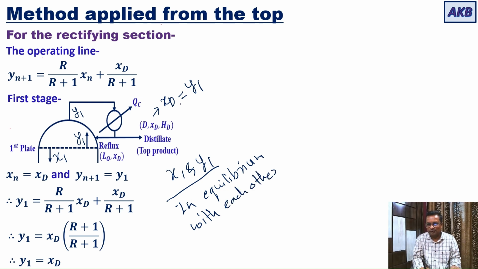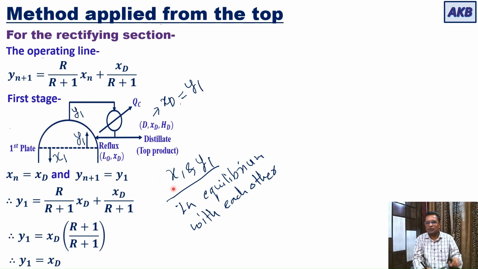They will be in equilibrium with each other. That means the calculations, or our analysis, for the first stage will be completed when we know these values. At this point, we know the value of Y1. How? Because it is equal to XD, and XD is provided to us. Now, what is left? We need to know the value of X1.